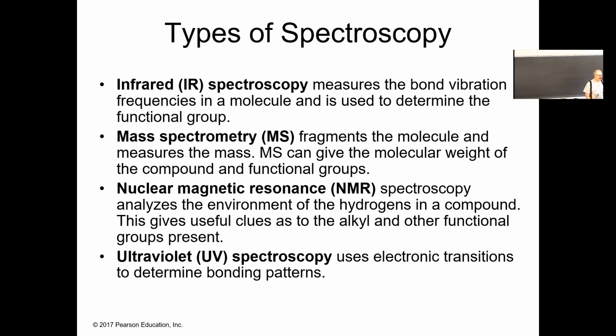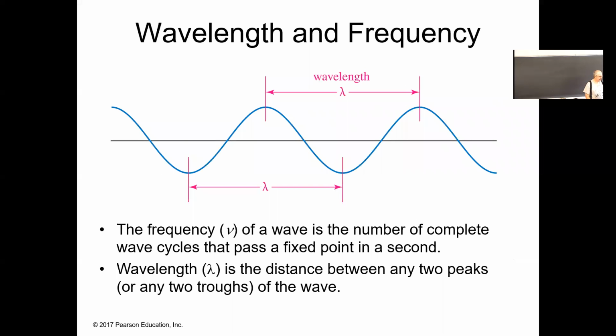Nuclear magnetic resonance, or NMR, analyzes the environment of the hydrogens in a compound, and this provides useful clues to the alkyl and other functional groups present. Ultraviolet spectroscopy uses electronic transitions to determine bonding patterns.